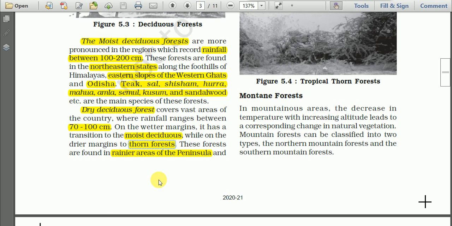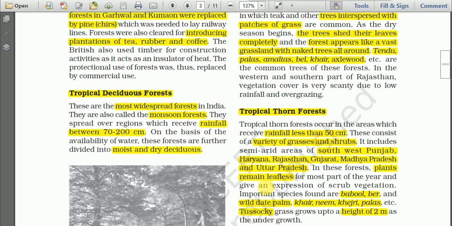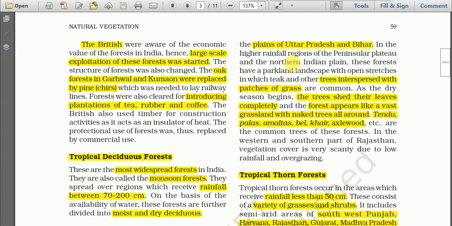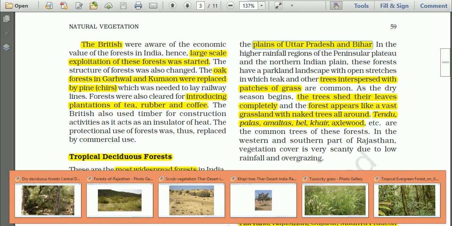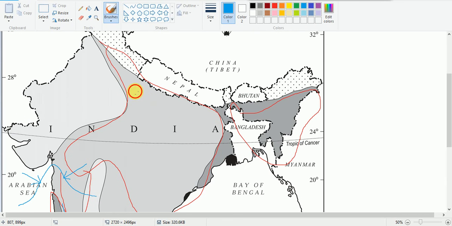And these forests are found in the rainier areas of the peninsula and the plains of Uttar Pradesh and Bihar, here in this area, although not mentioned.